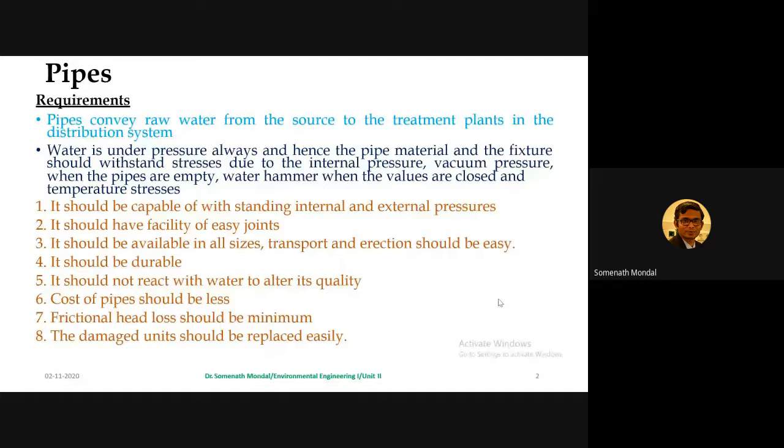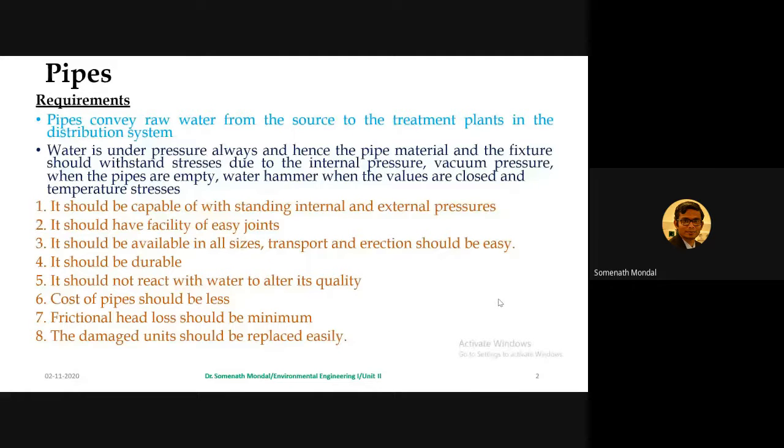Now, conduits are of two types, I would say. One is gravity conduits and another one is pressure conduits. In gravity conduits, the predominant factor by which the water flows is gravity, and in such conduits, the hydraulic gradient line will coincide with the water surface and will be parallel to the bed of the conduit.